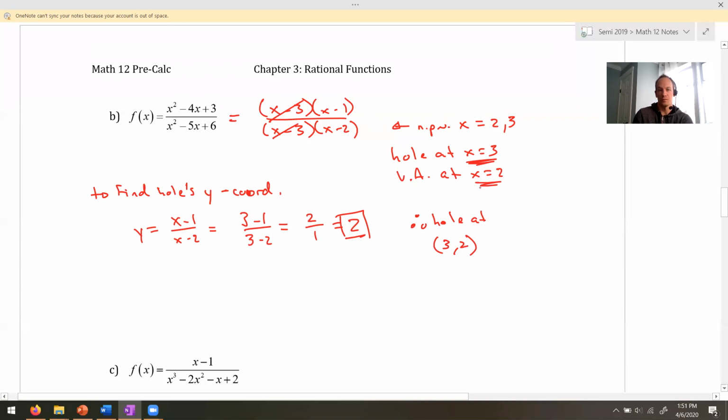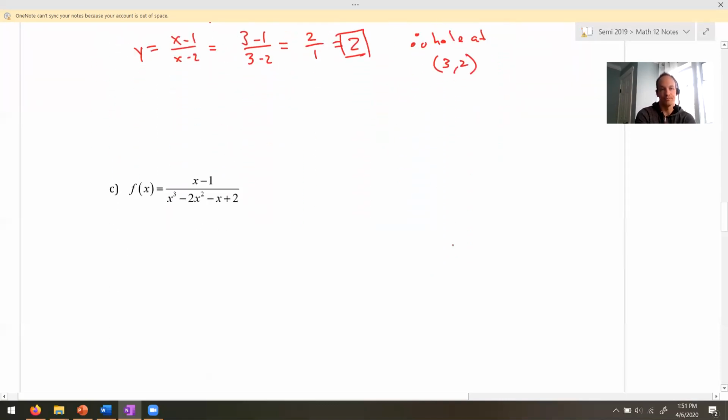Vertical asymptote, that's the equation. Hole, do not just stop at saying x is equal to 3, you have to give me the coordinates of the hole. Okay, last one.